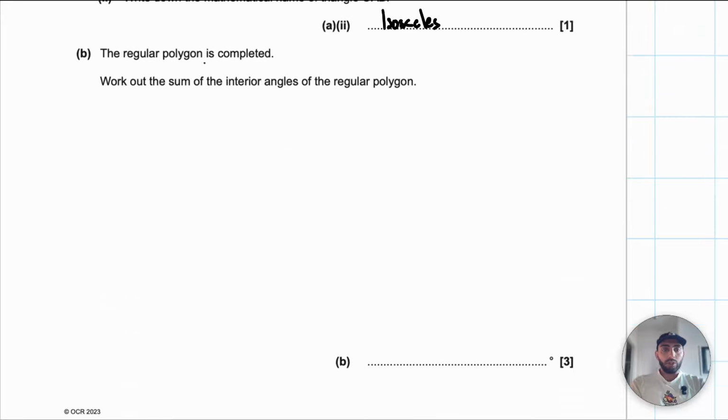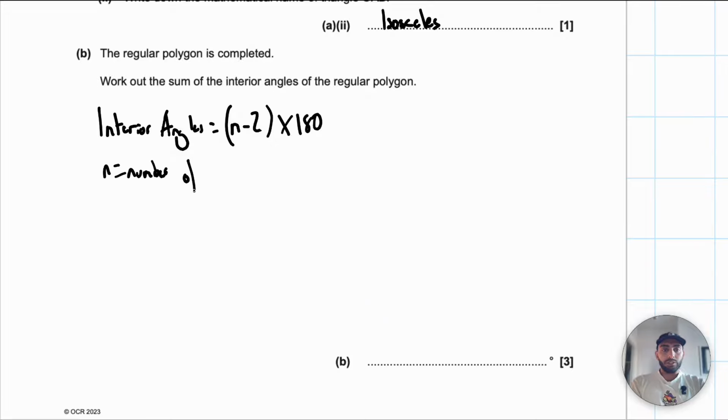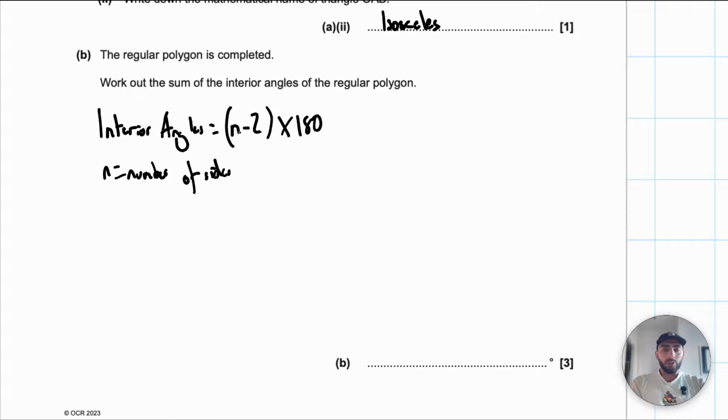Part B, the regular polygon is completed. Work out the sum of the interior angles of the regular polygon. How do you work out the sum of interior angles? We do n take away 2 multiplied by 180, where n is the number of sides. That means we need to find the number of sides first, because we don't know what that is yet.